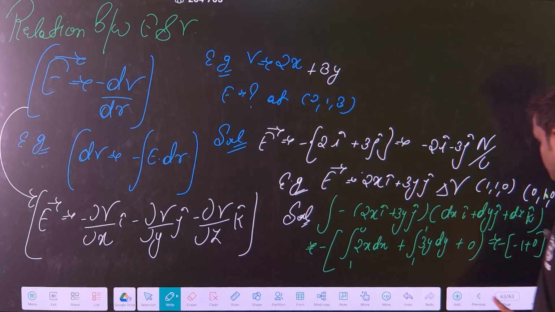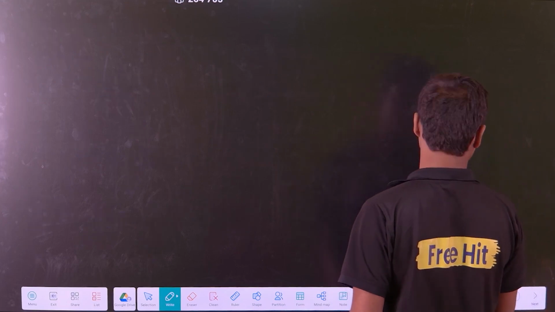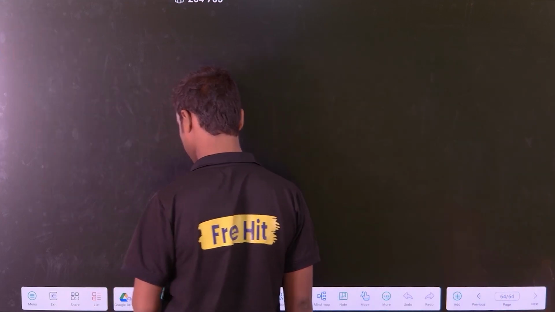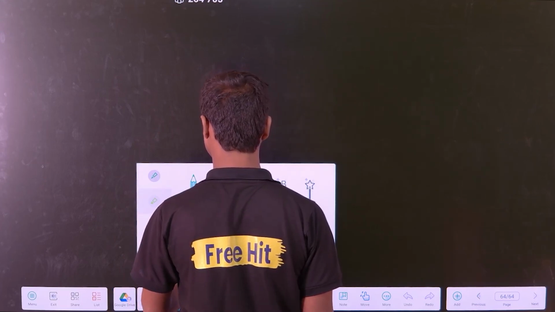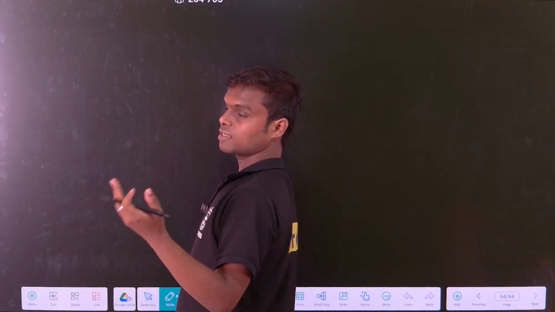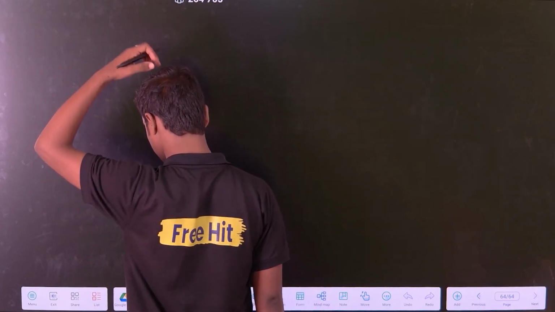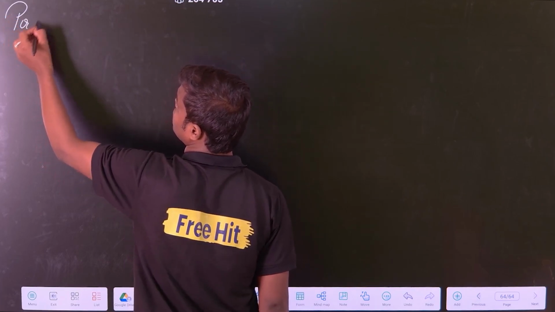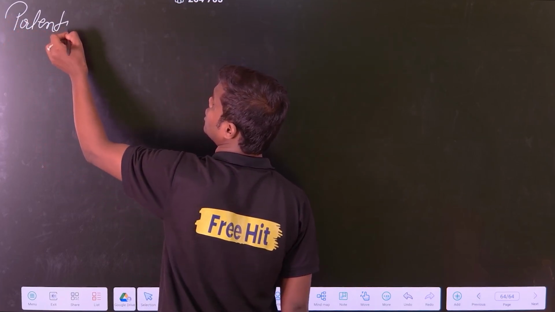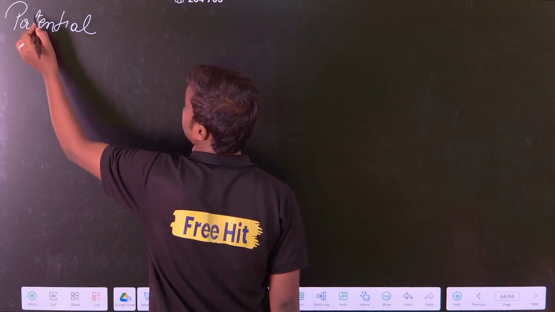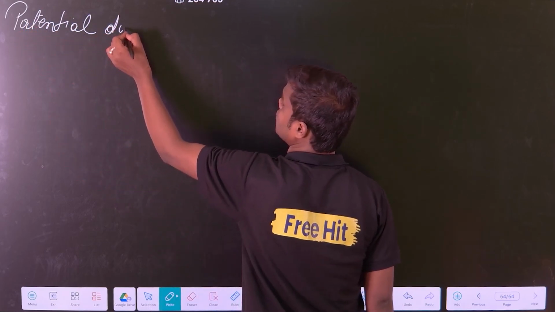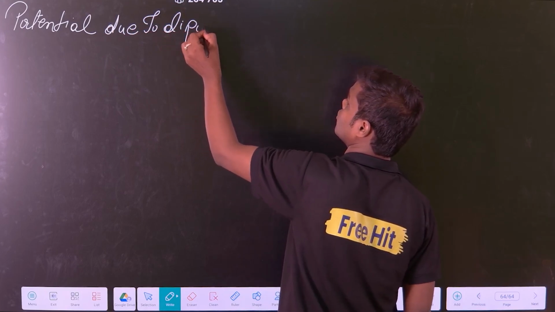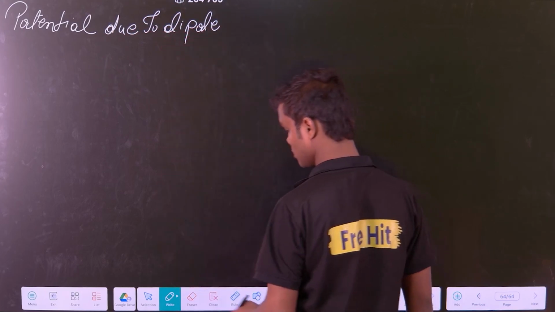Completed? Okay. So now we can move to the next point. Remember that we will again go to the potential in electrostatics part 2. So now let's start with another thing, that is potential due to the dipole. That is a very small topic.